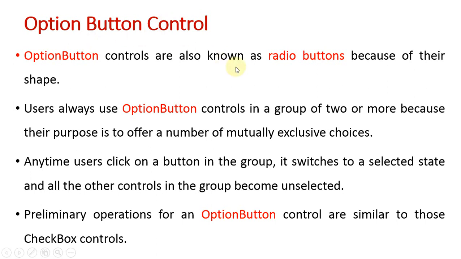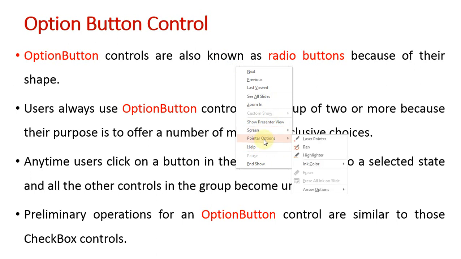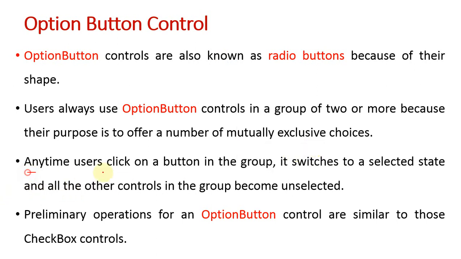Anytime the user can select only one. Anytime the user clicks on a button in the group, the user can click on only one button. It switches to the selected state and all other controls in the group become unselected. It means if there are 5 option buttons, out of the 5 the user may select only one. That is the main behavior or characteristic of option buttons.